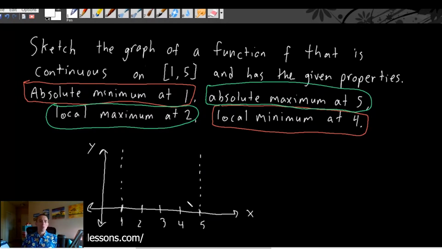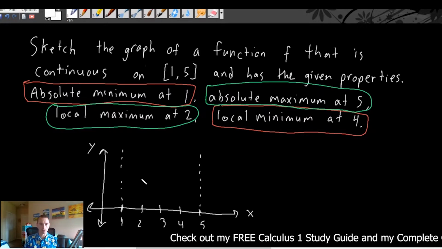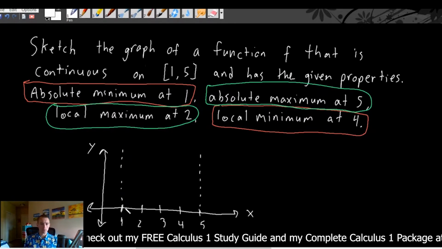Now, what we know is that we have an absolute minimum at 1. So basically our function is as low as possible within this domain. Whenever I'm saying in this example as low as possible or as high as possible, I only care about this domain. We're only worried about this domain of 1 to 5. That's the only part we need to worry about at this point. So our function is as low as possible at x equals 1.